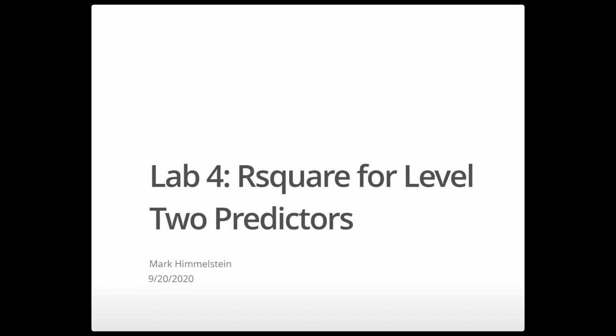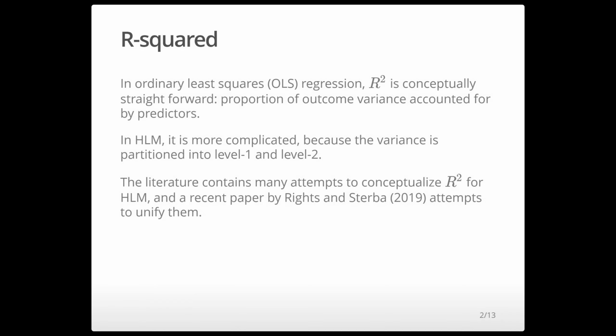So we've talked about how to fit means as outcomes models or models with level 2 predictors using LME4, and it was pretty straightforward. The more complicated thing is thinking about effect sizes, or R squared, and that's what we're going to talk about in this video.